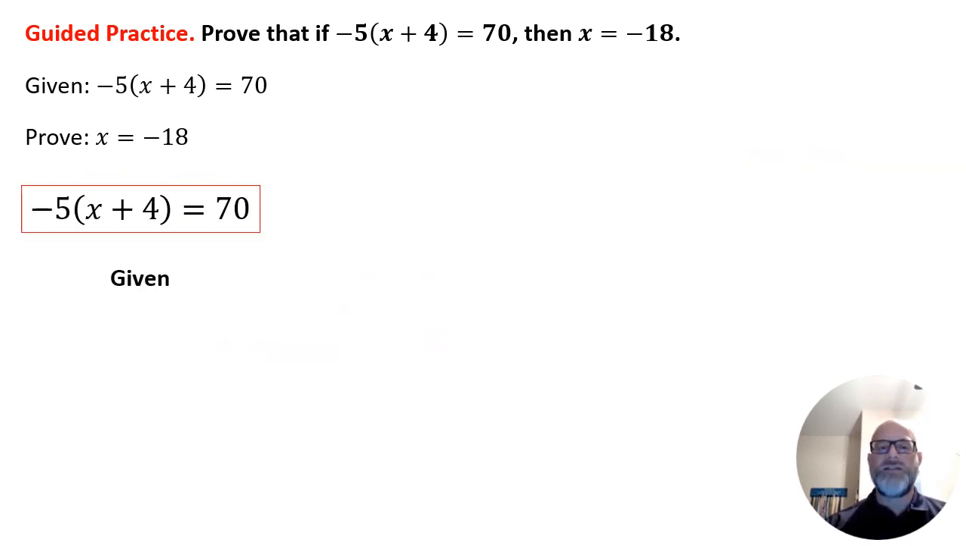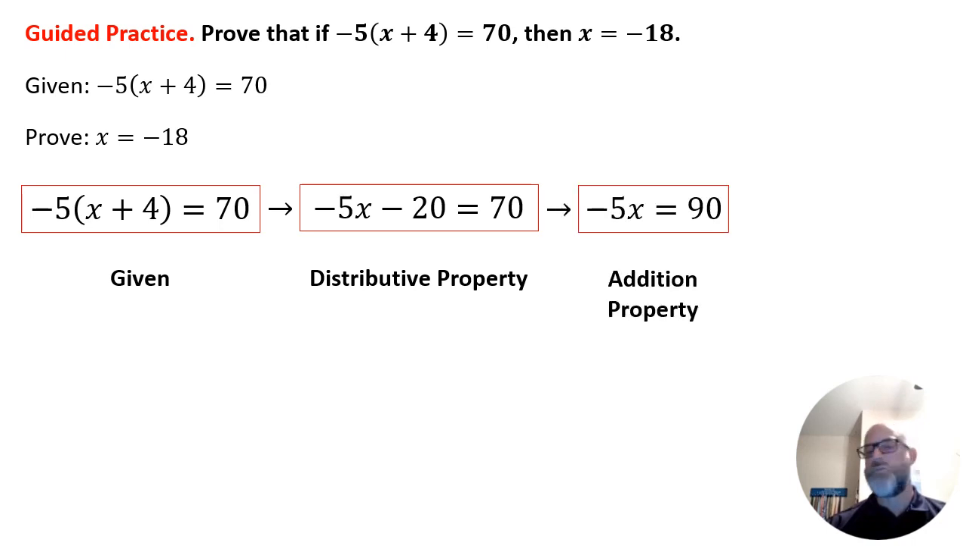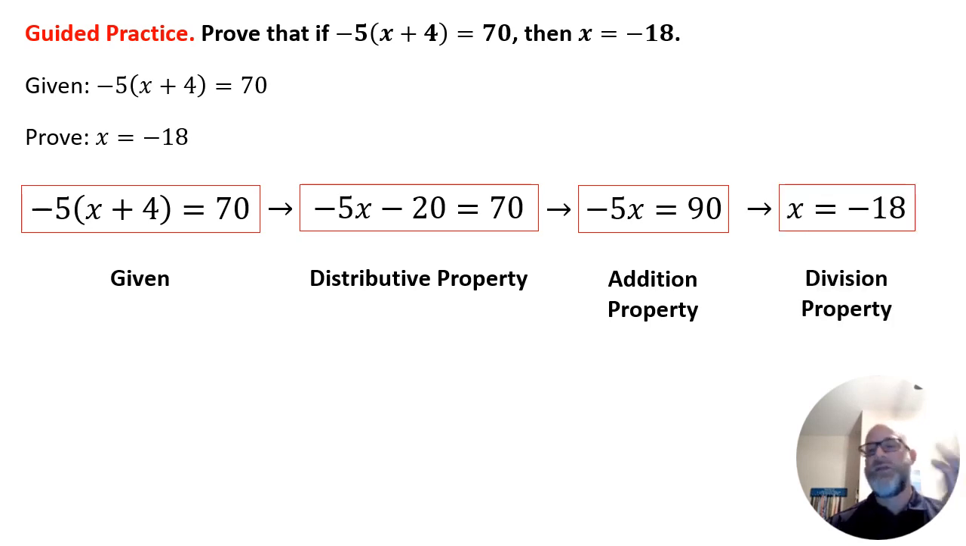It did something like this. It said the given is negative 5 times x plus 4 equals 70. So I'll use the distributive property. I'll get this. Then I'll add 20 to both sides. So addition property, I get this. Divide both sides by negative 5, so I get this by the division property, right? So you get the general idea, but really what we want to write is all of these idealized steps. That's what we're going to practice, is rigor.